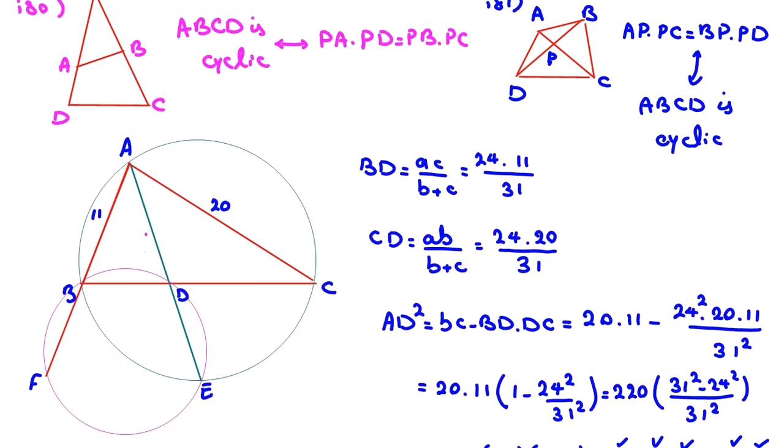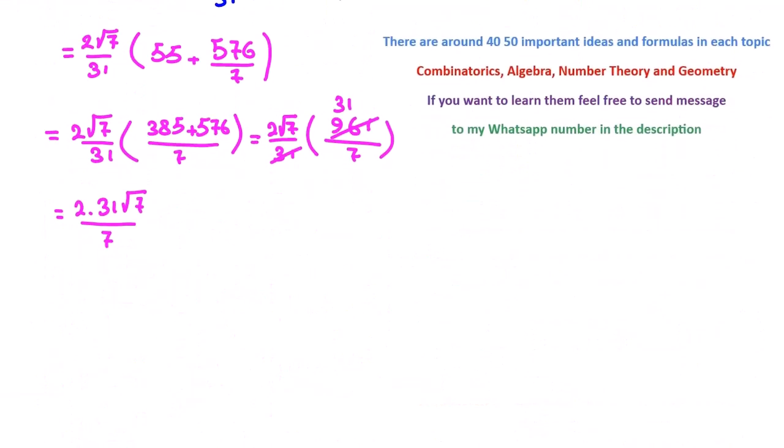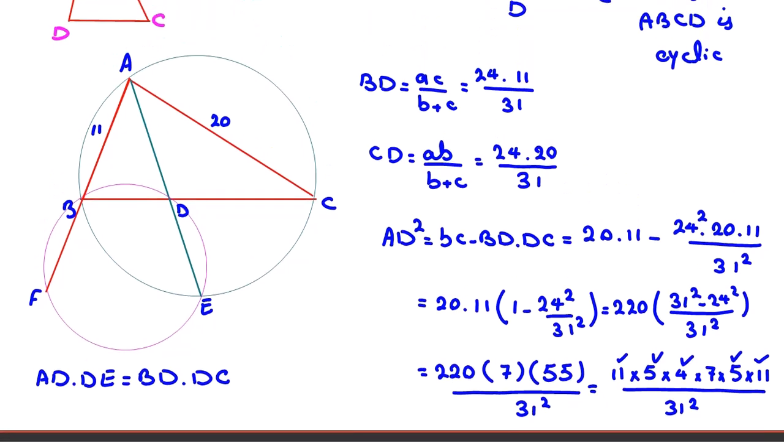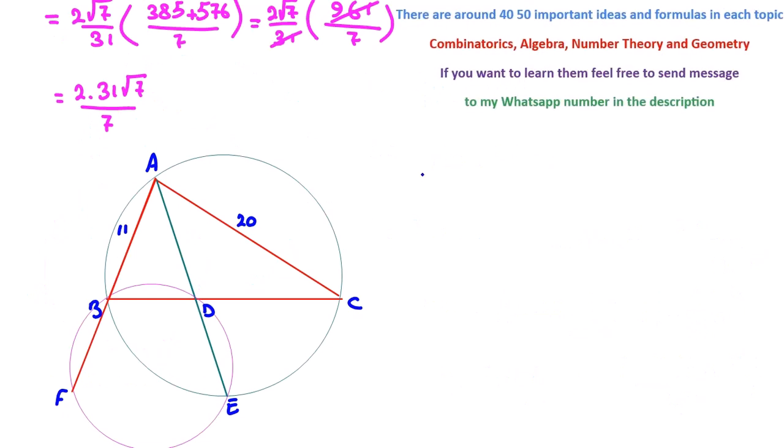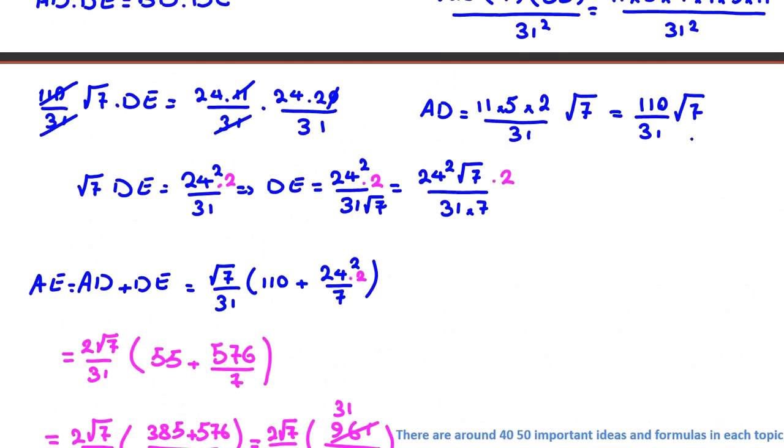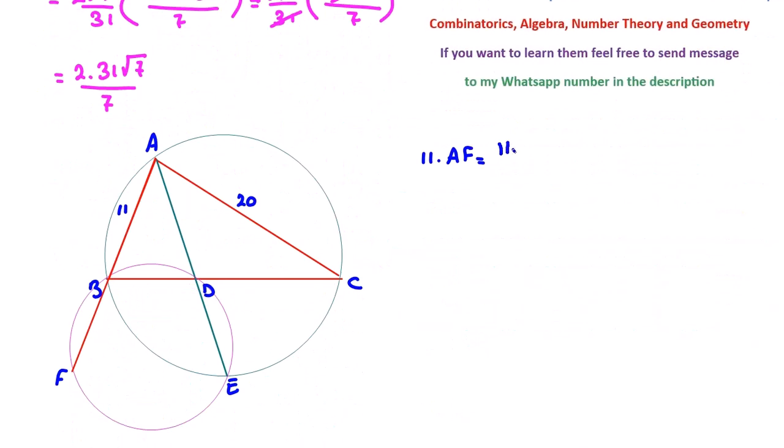Now we want to find AF. So AB times AF equals AD times AE. Let me copy the figure. AB is 11, times AF equals AD. AD was what? 110 root 7 over 31, times AE, which is this part, 231 root 7 over 7. Now we can cancel this 31, this root 7, and also we can divide both sides by 11. It will be 10. So AF is 20. We can conclude BF is 9.